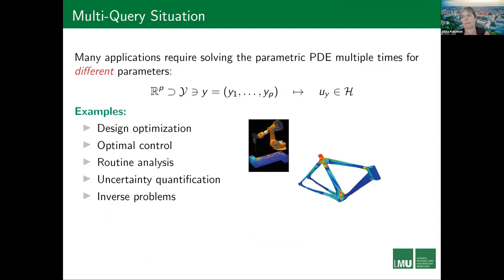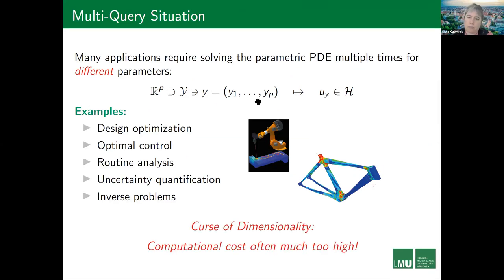Okay, so what do we need to do? As I already said, one might need to compute this parametric map multiple times. So each time you have a parameter from your R^p, and you need to compute the solution. As I said, this could be model parameters and so on. And so the curse of dimensionality could lead to the computational cost being extremely high.